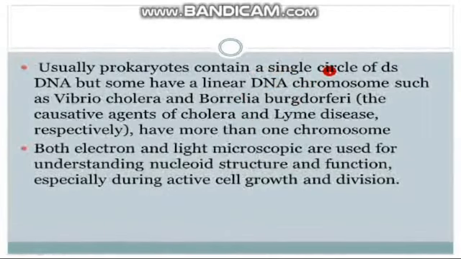The next point says that both electron and light microscopes are used for understanding nucleoid structure and function, especially during active cell growth and division. It is not possible to examine the nucleoid structure when the cell is not ready for growth or division. Keep one thing in mind: whenever the cells are dividing or growing, you can easily check the nucleoid structure in both electron and light microscopes.